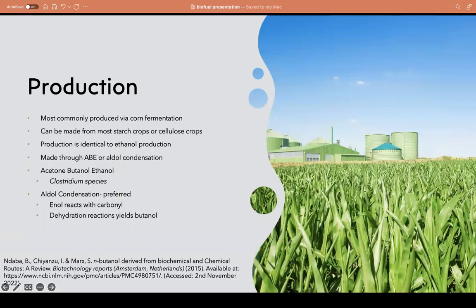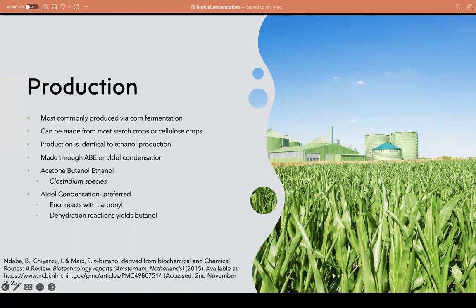As I mentioned previously, butanol is commonly produced from starch crops. The main starch crop used for this is corn. Corn or other starch crops or cellulose crops can all be used to ferment butanol. The production of butanol is identical to that of ethanol because they are both made through a process known as acetone butanol ethanol, or ABE, as I will be referring to it from here on out. And this uses crops of the Clostridium species.